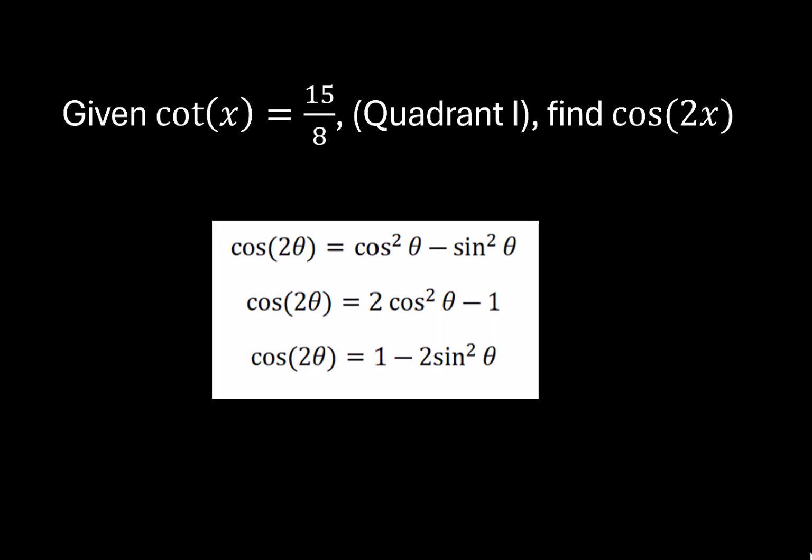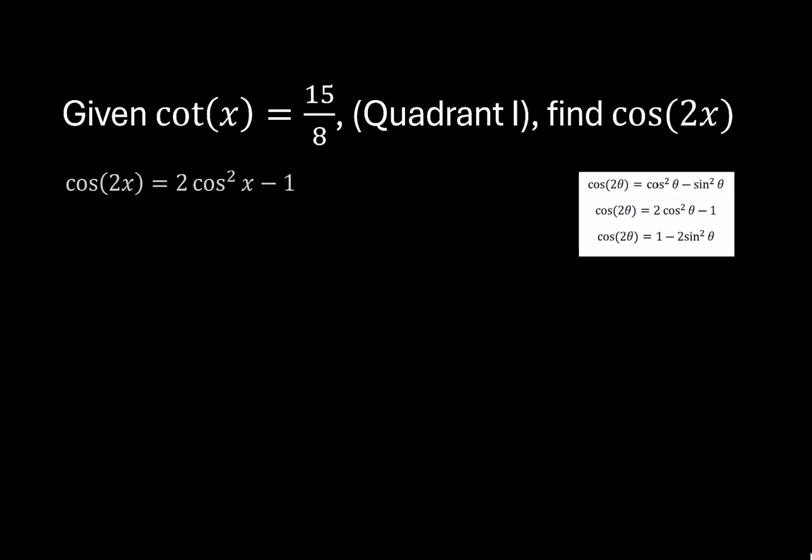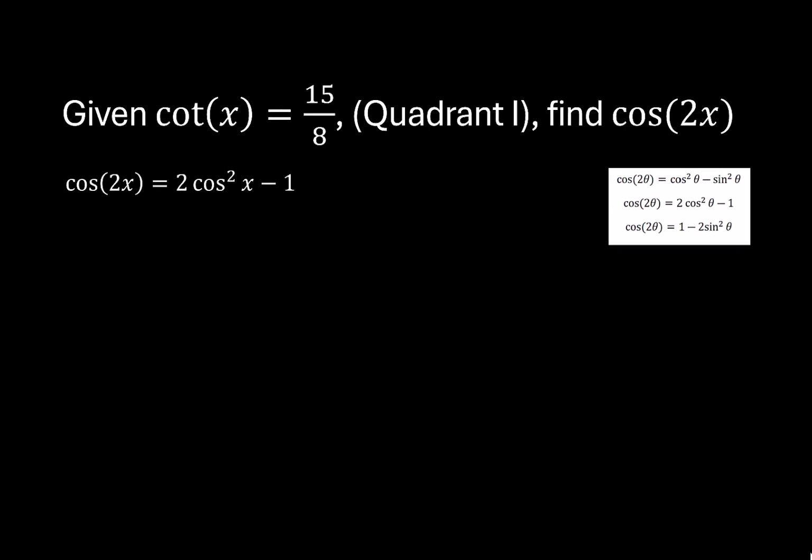The first thing we need to do is decide which of the three versions of cosine of a double angle we want to use. We can use cosine squared theta minus sine squared theta, 2 cosine squared theta minus 1, or 1 minus 2 sine squared theta. I'm going to pick the middle version just because it only requires me to find cosine theta, not both cosine and sine. To use this formula, I'm going to need to know the value of cosine theta.